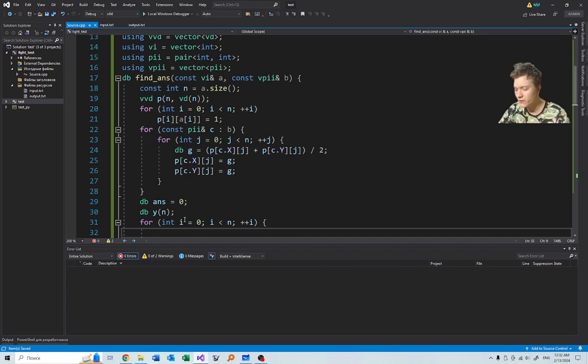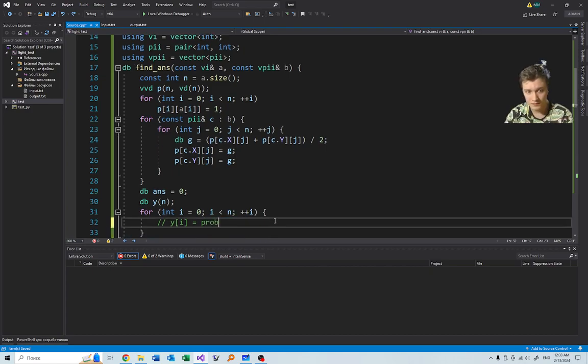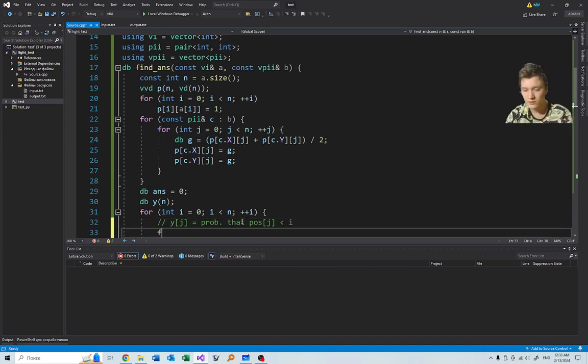Actually, I want to say that yi is the probability, the expected number of elements which are... no, it's fine. I don't want to do it. So yn is the probability yj that the position of j is less than i. That's it. So let's go.